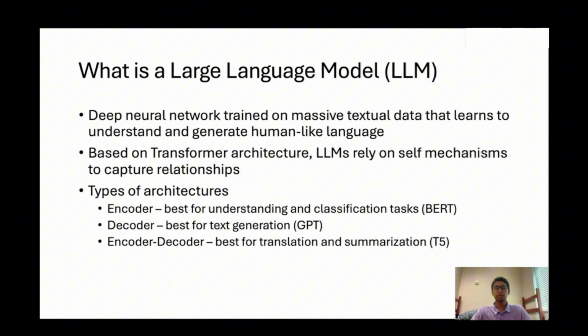And there's three main types of architectures for this. We have encoders, which are like your BERT models, for classification and understanding and for embeddings. We have the decoder, which is for text generation, so your ChatGPT and other standard models. And then you've got the encoder-decoder, which is for translation and summarization, like T5.